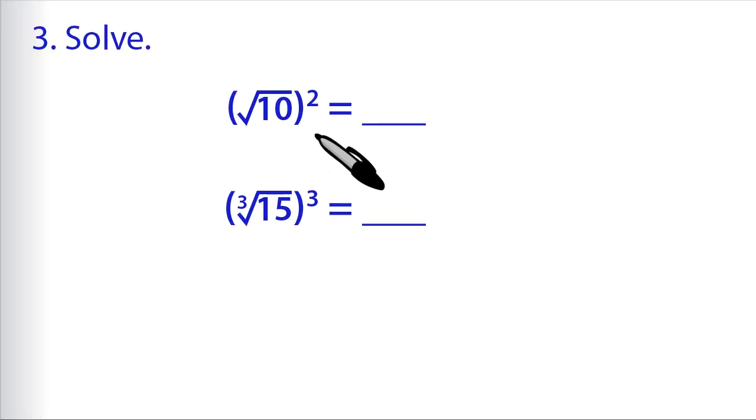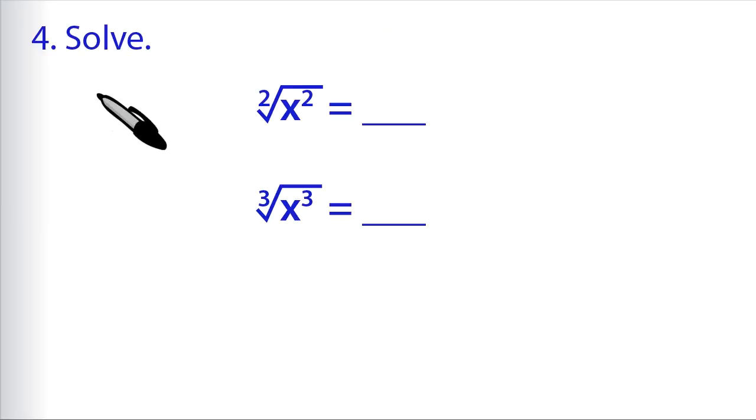For our third problem, we need to solve these combination exponent and root problems. So we have the square root of 10 being squared. And if you remember that roots and exponents are inverse operations of each other, that means they undo each other, you'll see that the square root of 10 being squared just leaves 10. The square root and the square undo each other. And now we have the cube root of 15, that whole quantity, cubed. And so once again, this cube root and this being raised to the third power, being cubed, undo each other, leaving just the 15.